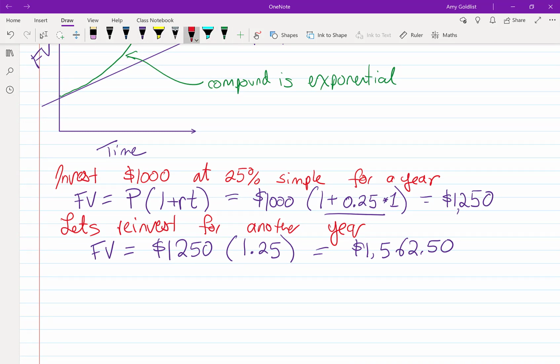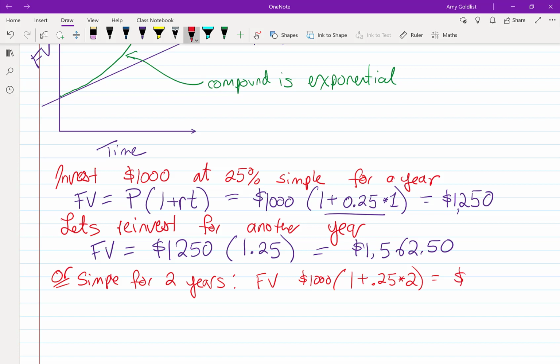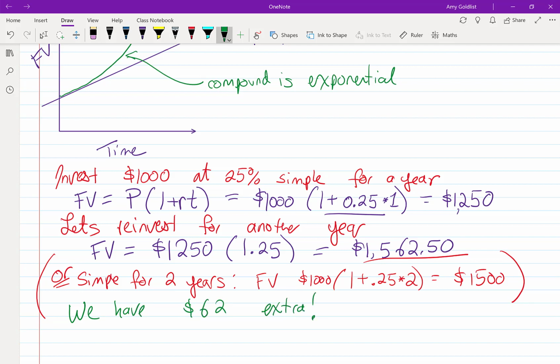Okay, what about simple for 2 years? So if I just did this for 2 years, instead of taking that money out and then reinvesting, I would end up with $1,000 times 1 plus 0.25 times 2, which is $1,500. So in this case, I've got 62 extra dollars. We have an extra $62 because we took the money out and reinvested.